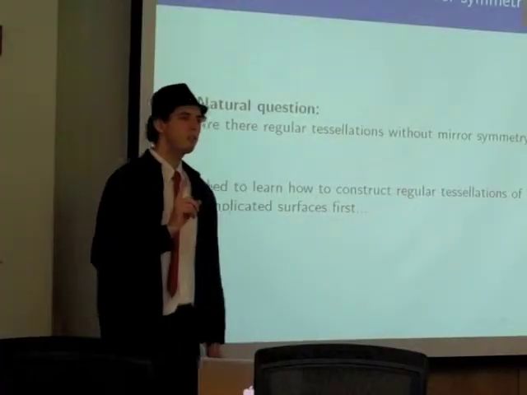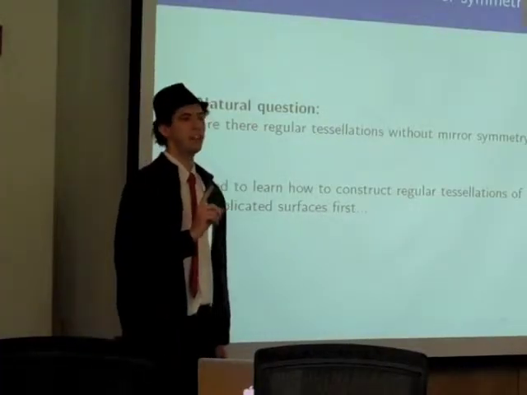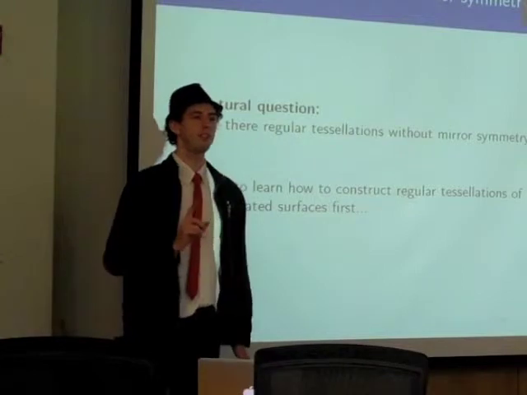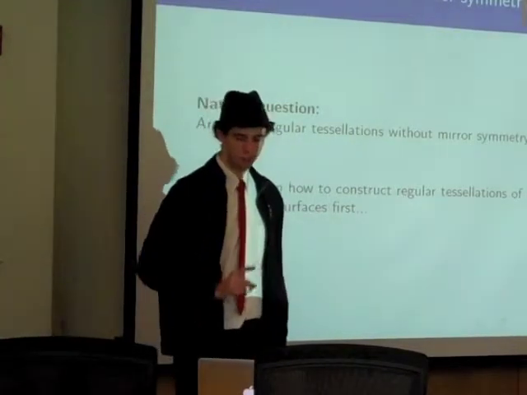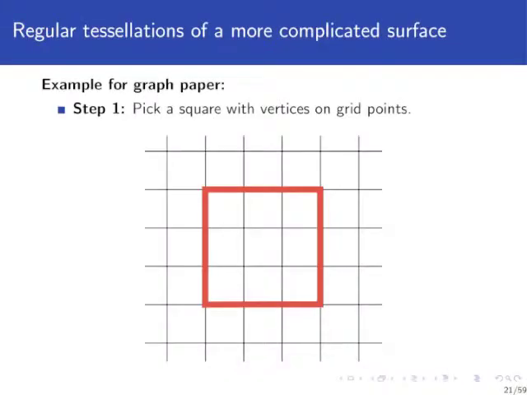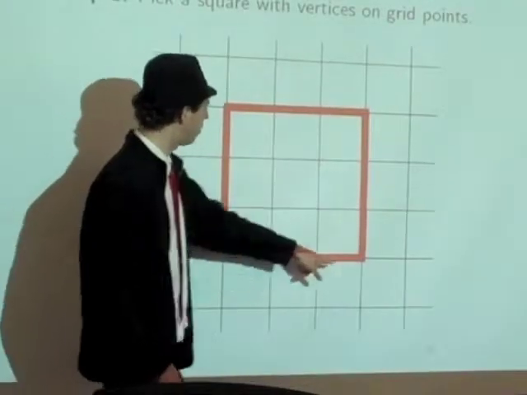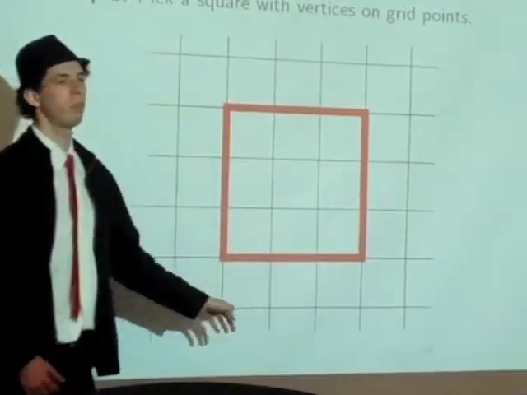But before I can do that, I need to tell you how to construct regular tessellations of surfaces which are a little bit more complicated than just the sphere or Euclidean plane. And we do that as follows. You start with graph paper. Then you pick a square in that graph paper, such that all the four vertices of that square lie on grid points.